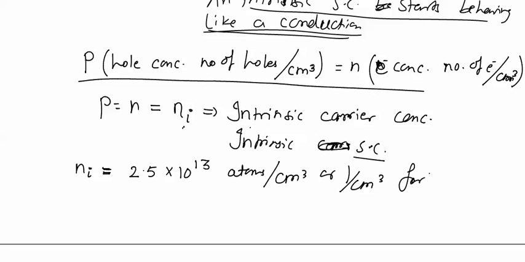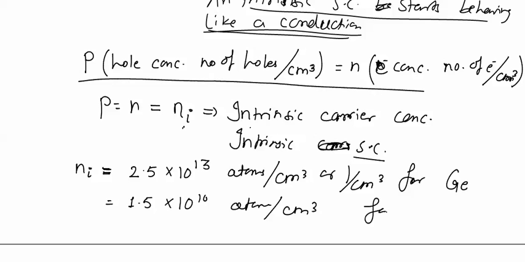for germanium material, and it is equal to around 1.5 into 10 raised to power 10 atoms per centimeter cube, or simply per centimeter cube, for silicon material. For silicon material, Ni equal to 1.5 into 10 raised to power 10, and for germanium equal to 2.5 into 10 raised to power 13.